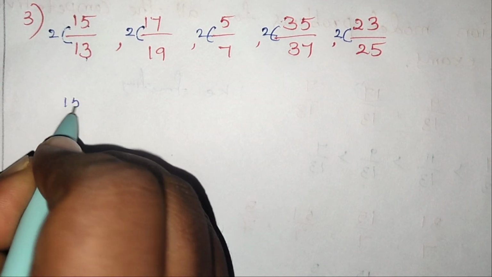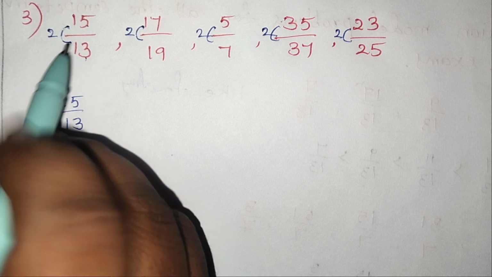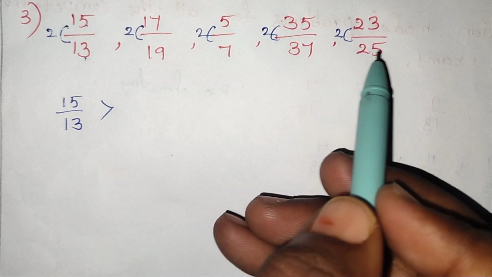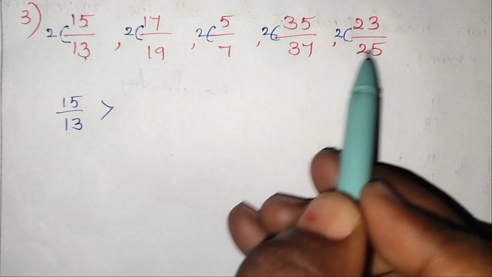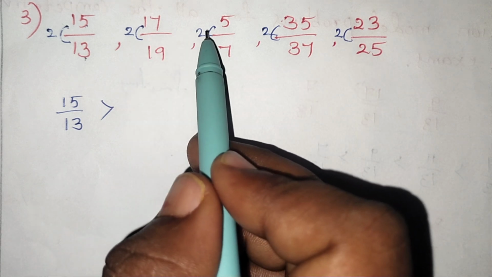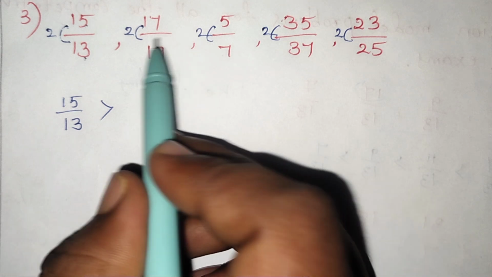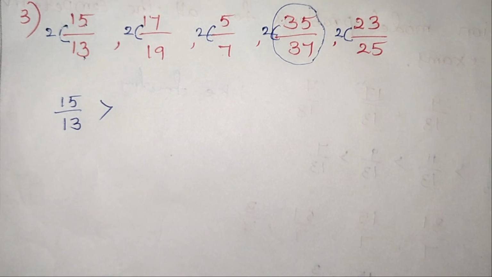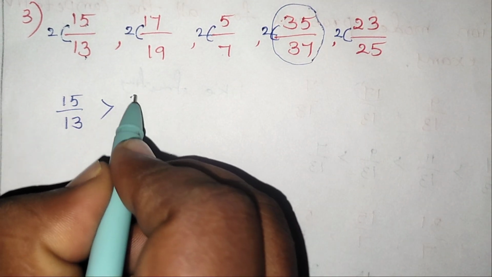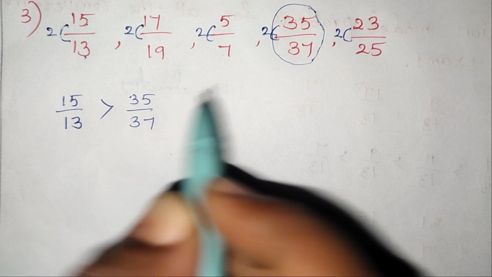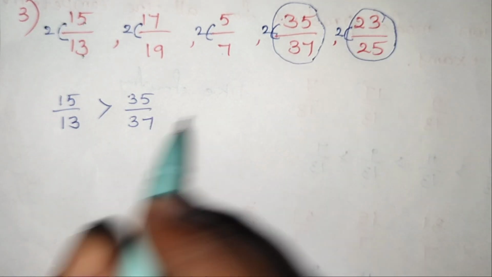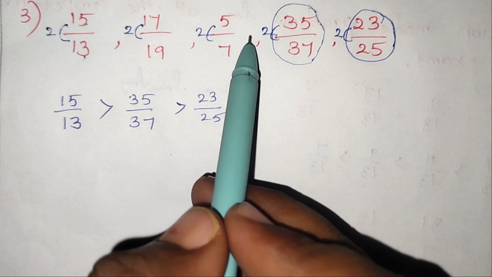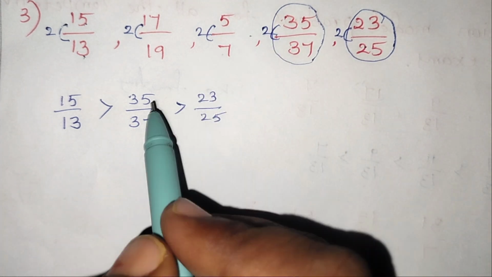So remaining all of them are proper fractions. Here is the improper fraction, where numerator is greater than denominator, that's why this is the greatest one. In the remaining ones, all the denominator and numerator differences are the same. So in this case, 35 by 37 is the greatest one, the second greatest one is 23 by 25. Here the difference between numerator and denominator is the same, that's why we can write 35 by 37 is the greatest one.